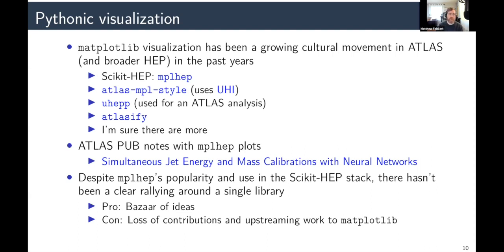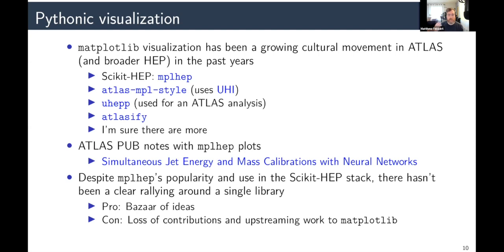And then there's also UHEP, which is meant to be a universal visualization framework that has been used at least for one Atlas analysis. And then also coming from the same author, there's an Atlas Vi, and I'm sure that there's basically a laundry list more of these. But it's also been clear that some of these toolings have actually been used for additional publications.